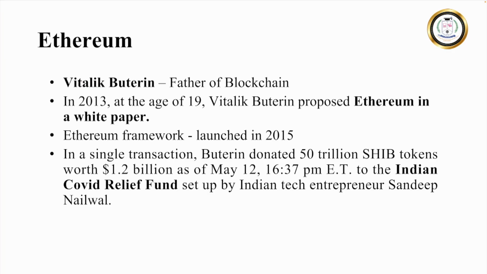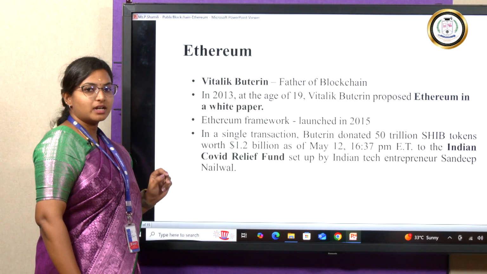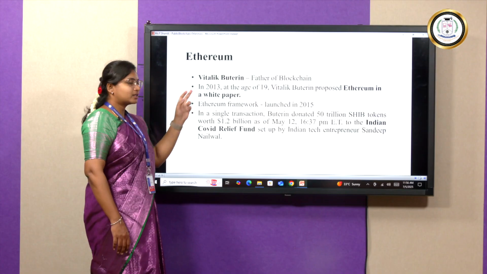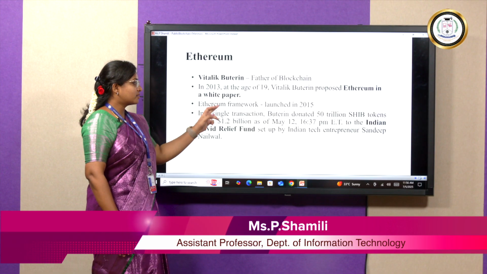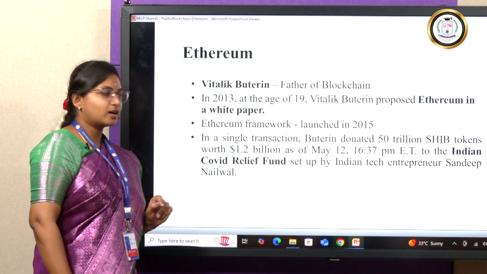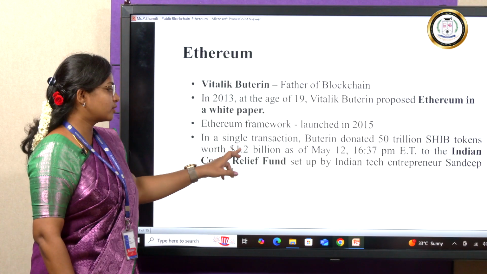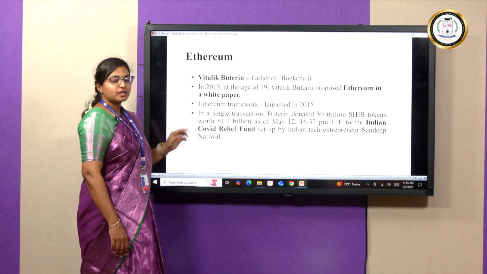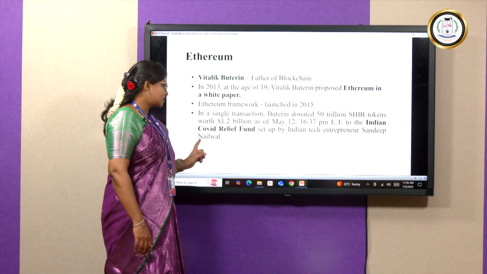Then Ethereum, where Ethereum is the open source framework for using public blockchain. Vitalik Buterin is the father of the Ethereum blockchain. At the age of 19, he founded Ethereum and also wrote a paper called the Ethereum White Paper. The Ethereum framework launched in 2015, and Vitalik Buterin donated almost 50 trillion SHIB tokens, worth $1.2 billion, for COVID relief to India through entrepreneur Sandeep Naiwal.